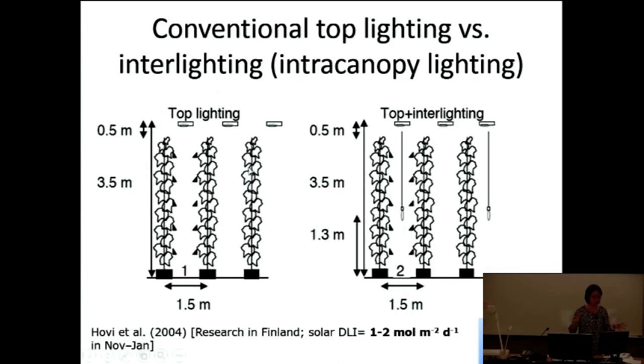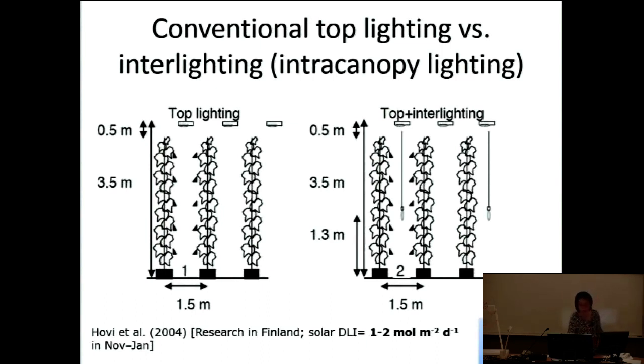So these groups tested a side-by-side comparison. One is conventional top lighting, where the lamps are located 50 centimeters above the canopy. And the other treatment was top plus interlighting, where 20 to 40% or so of the lamps are in the canopy. So some are on the top, some are in the canopy in combination.